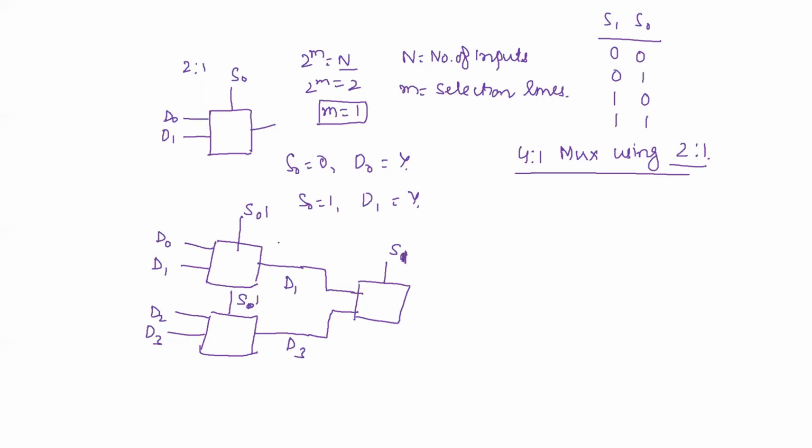Suppose S0 is equal to 1, so this one will be selected, and this will be selected. But out of these two, only one is to be selected. So here you can say S1 is equal to 1, then this will be selected. If S1 is equal to 0, this will be selected and you're getting this at the output. This is just a rough idea to you people. I want you people to try an 8 is to 1 mux using 4 is to 1, and I will discuss this solution in the coming classes.